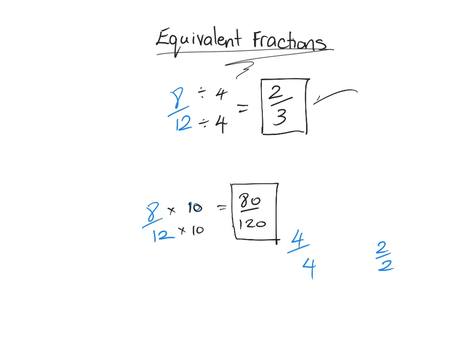So this is simplified because the greatest common factor of 8 and 12 is 4, and we divided by 4 over 4, and we got the simplest possible version of 8 over 12. You also know it's the simplest possible version because now there are no common factors left. Once there are no common factors left, you know you've fully simplified your fraction.